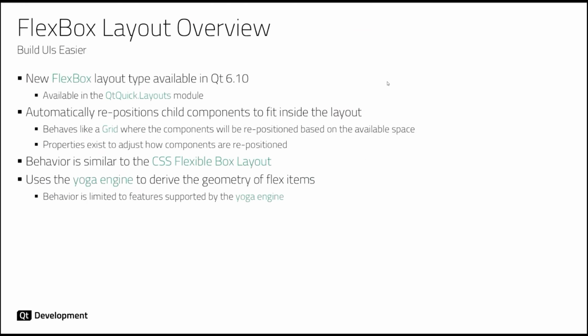So first, talking about FlexBoxLayout. This is a new type introduced in Qt 6.10, and this is available in the Qt Quick Layouts module. So it has the ability to automatically reposition child components to fit inside of this layout. So it's going to generally behave like a grid, but with the additional ability to reposition those child components based on the available space. So similar to GridLayout, RowLayout, and ColumnLayout that are available in the Qt Quick Layouts module, this FlexBoxLayout type will be available as well.